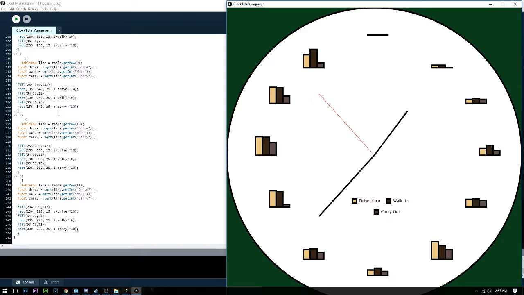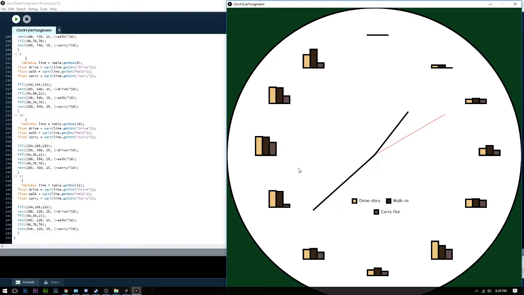And one problem I ran into was when I had just drive, walk, and carry variables here, the graph would actually be upside down for whatever reason. Maybe it has something to do with the square root function. So I had to use negative, which flipped it the right way up.